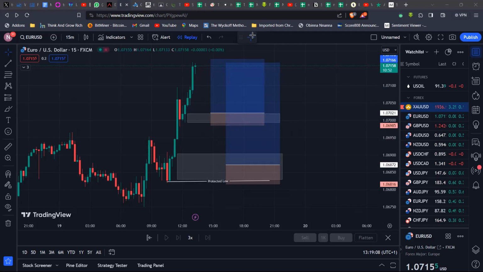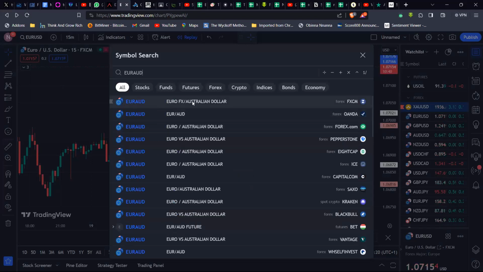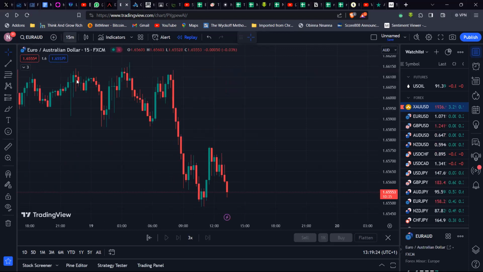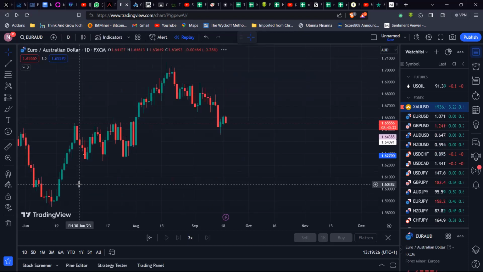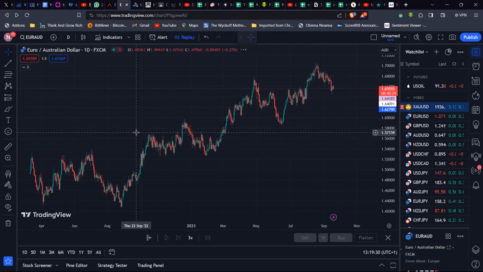Let's see something else. Euro Aussie, GBP, JPY. So let's look at Euro Aussie. Okay, so Euro Aussie is bullish.